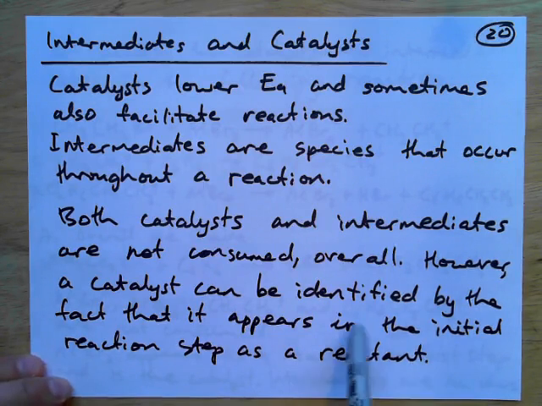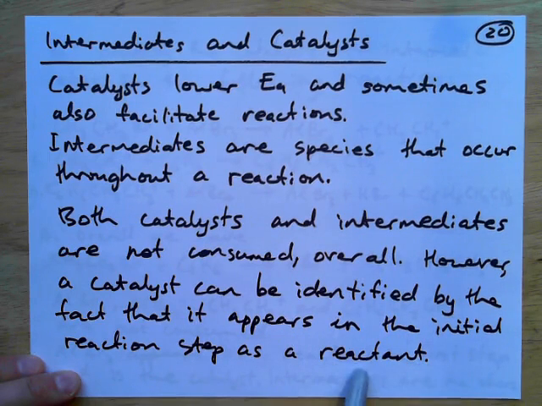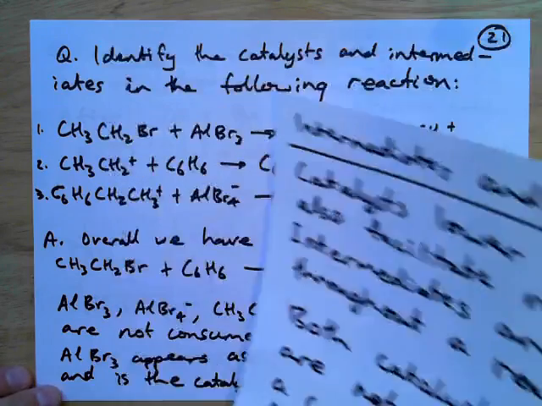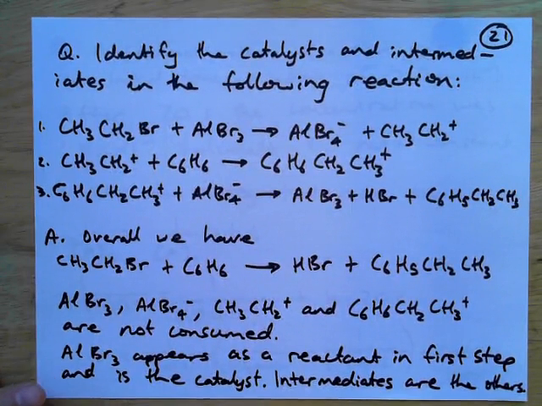So a catalyst can be identified by the fact that it appears in the initial reaction step as a reactant. Technically it's not a reactant, but it facilitates the reaction, and it will appear on the left-hand side of the initial step. So let's have a look at this reaction here. The question is, identify the catalysts and intermediates in the following reaction. Now this reaction is actually in your ACS textbook, so you might want to have a look at that too.